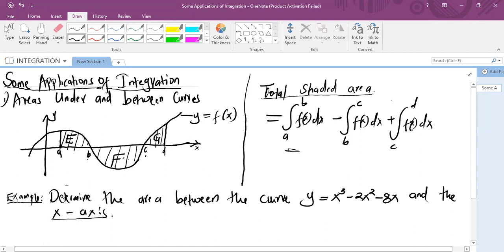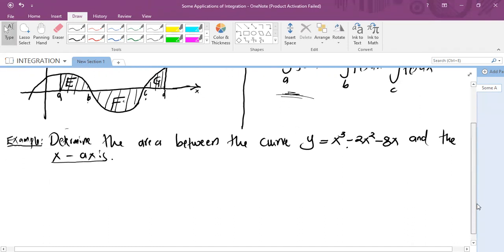Now, if you're asked to determine the area between the curve y is equal to x cubed minus 2x squared minus 8x and the y-axis, it's important for us to have a rough sketch so that we're able to know the limits, or the points of intersection, and also see if the curves are below or above the x-axis, so that we can come up with the integral.